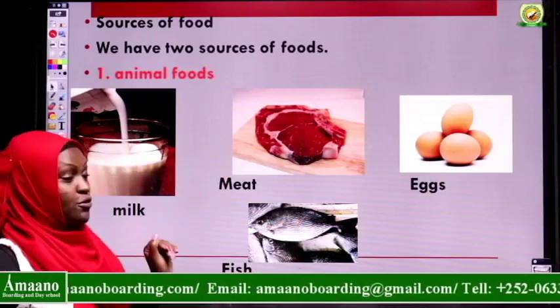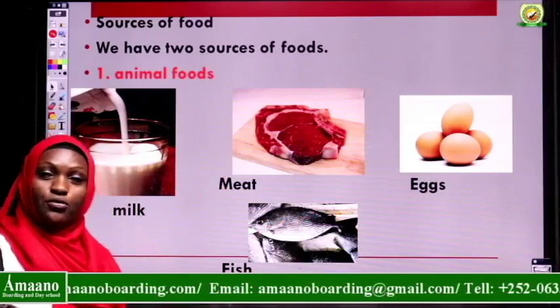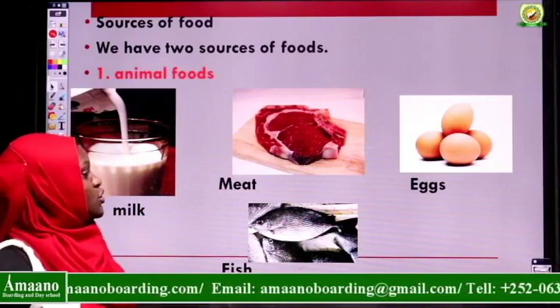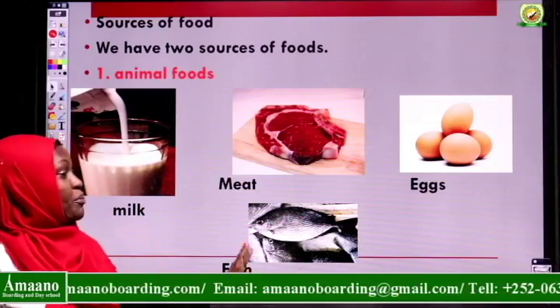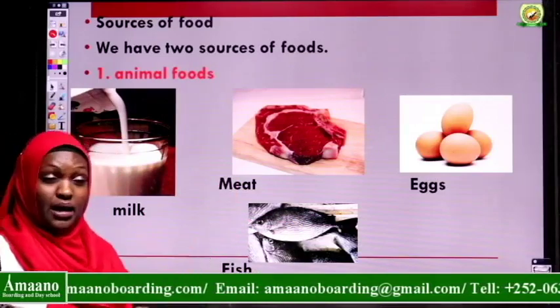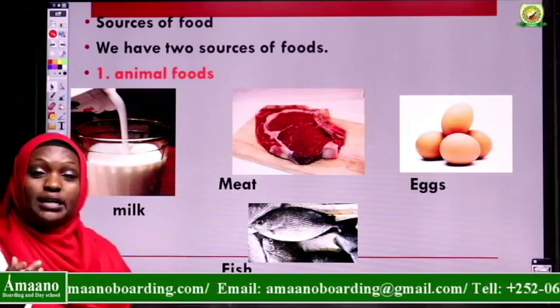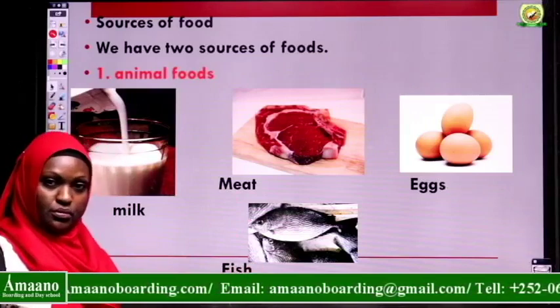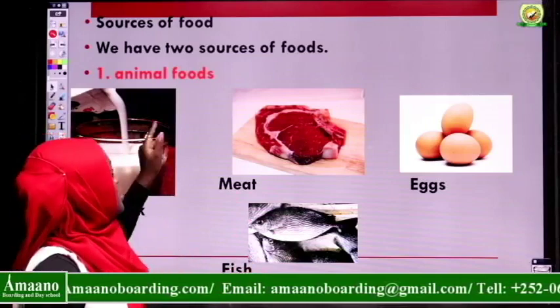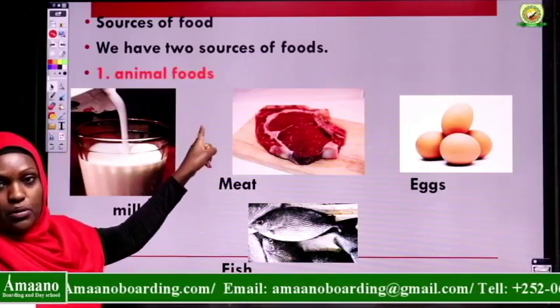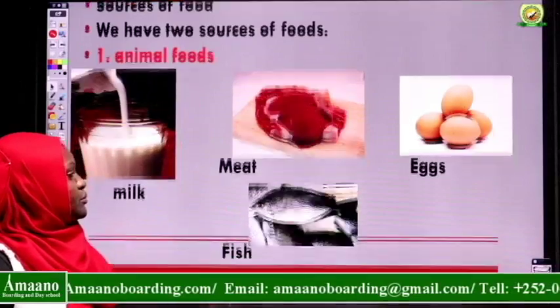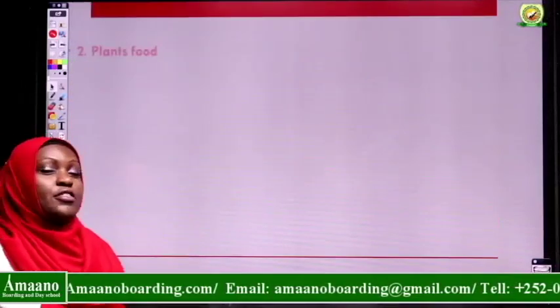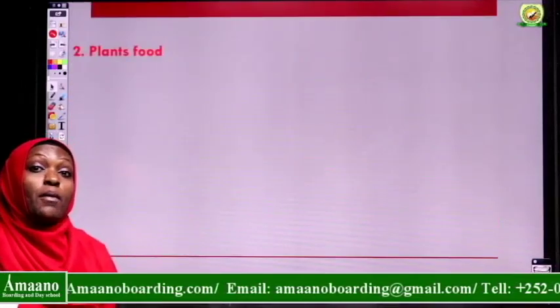Where do you get the meat from? You can get the meat from cow, from goat, or from camel. So those are the animals. So meat is from animals. Then we have milk from cow, camel, or goat. Then we have fish. So one source of food is animals. Number 2, we have the foods that we get from plants.